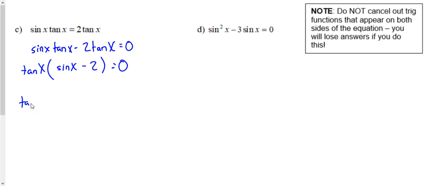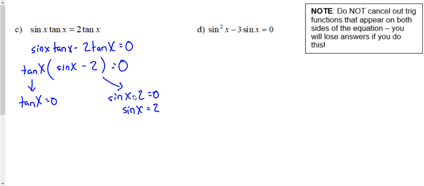From here I can set each of my factors equal to 0 and solve for x. So I have tan x equals 0, and then on this side here, sine x minus 2 equals 0, which I'm going to isolate for my trig function. So that's sine x equals 2.